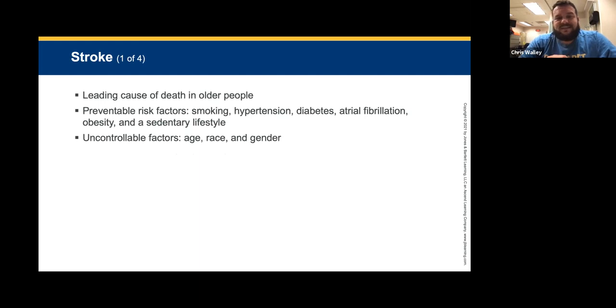So on a stroke, we're going to have the leading cause of death in elderly patients. This is a preventable risk factor. Preventable risk factors include smoking, hypertension, diabetes, atrial fib, obesity, and a sedentary lifestyle. They don't get up and move around. It's probably common. And then uncontrollable factors include age, race, and gender. We can't stop that. So that is not something that we're going to be able to fix. That is not something that they're going to be able to fix in their lifestyle unless they get up and start moving. They got to be active. The more you sit around, the less healthy you're going to be.